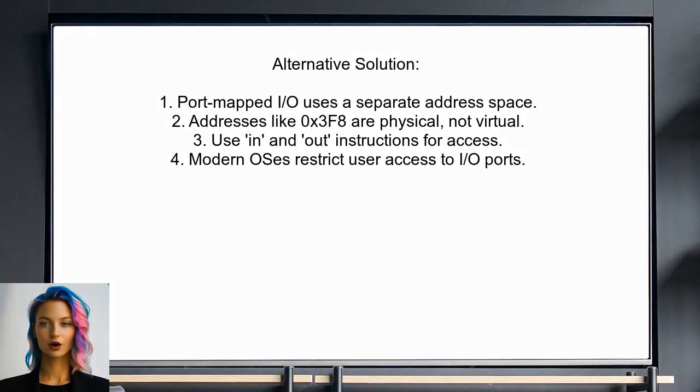This user explains that in x86 architecture, port-mapped I/O operates in a separate address space that does not use virtual memory. Instead, addresses like 0x3F8 are physical addresses. To access these ports, special instructions like in and out are required, as regular memory access won't work. They also note that modern operating systems typically restrict user space processes from accessing these I/O ports.